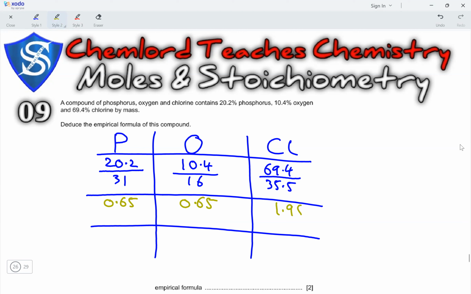and 1.95 for chlorine. The next step involves dividing these numbers by the smallest value amongst them, which is 0.65. So divide each of these values by 0.65. For phosphorus, the result is 1, 0.65 upon 0.65. Same thing for oxygen. And when we divide 1.95 by 0.65, we end up with a value of 3 for chlorine. So the ratio of phosphorus to oxygen to chlorine is 1 to 1 to 3. Therefore, the empirical formula of this particular compound is POCl3.